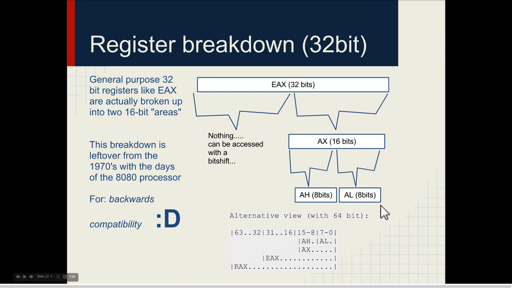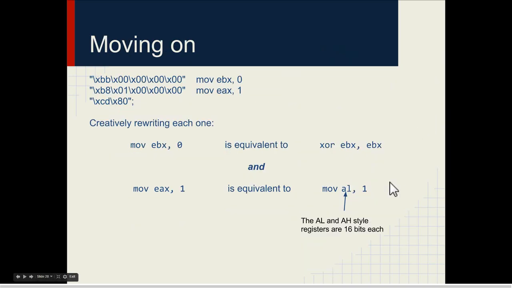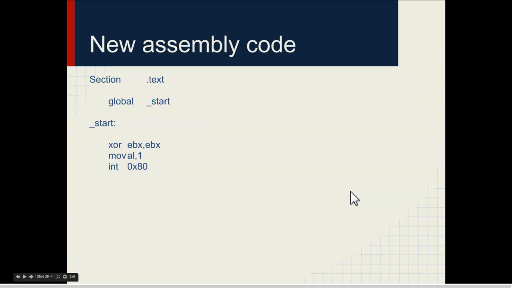There's actually no register to address the upper 16 bits of EAX. AL refers to bits 0 through 7 of EAX, and AX can be used to refer to bits 0 through 15 of EAX as well. So when we rewrite it like this, to move 1 into AL, this will not get expanded.